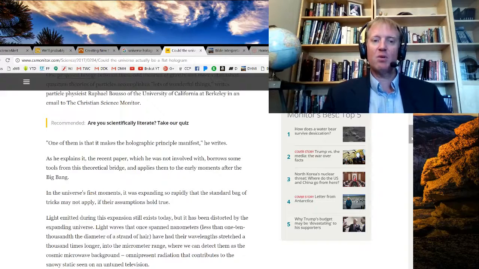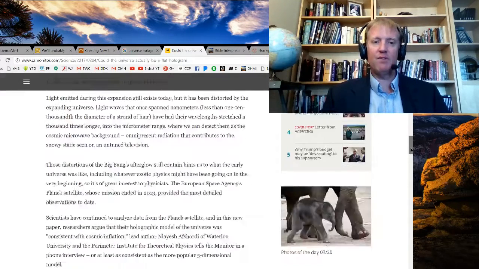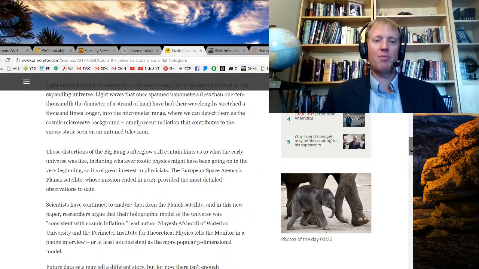Light emitted during this expansion still exists today, but it has been distorted by the expanding universe. Light waves that once spanned nanometers, less than 1/10,000th the diameter of a strand of hair, have had their wavelengths stretched 1,000 times longer into the micrometer range, where we can detect them as the cosmic microwave background, omnipresent radiation that contributes to the snowy static scene on an untuned television. Those distortions of the Big Bang's afterglow still contain hints as to what the early universe was like, including whatever exotic physics might have been going on in the very beginning. So it's of great interest to physicists. The European Space Agency's Planck satellite, whose mission ended in 2013, provided the most detailed observations to date.